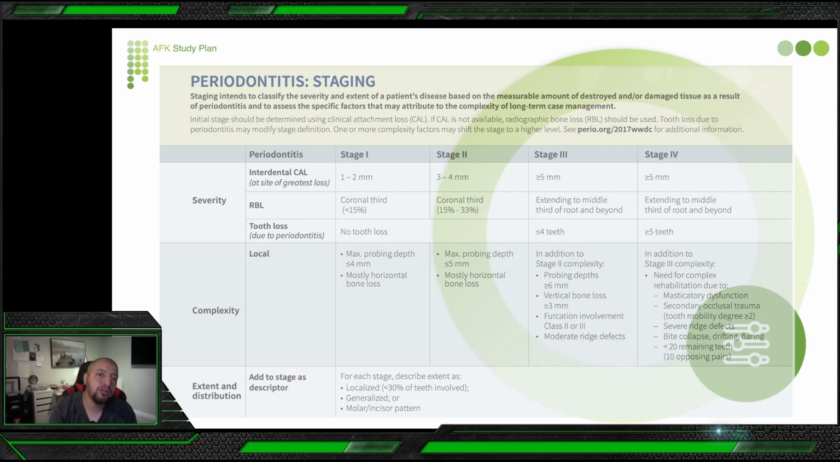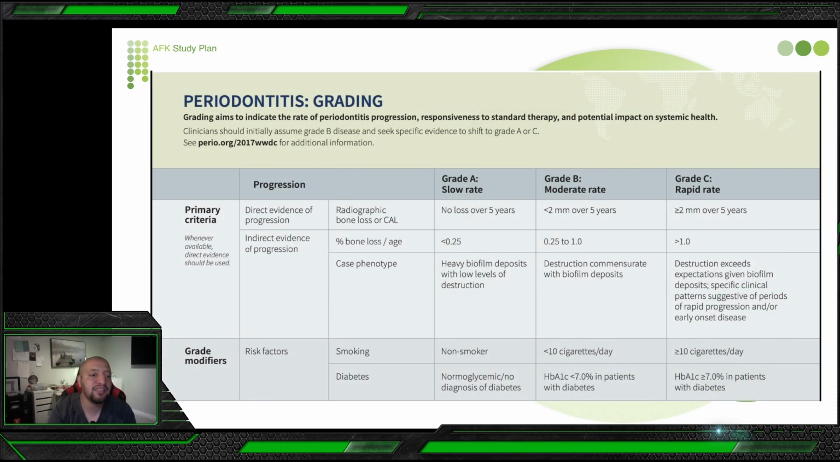So again, when you speak about the grading, it's the same. Every patient, and this is not my conclusion. If you read it here, it's mentioned specifically: clinicians should initially assume grade B disease and seek specific evidence to shift to grade A or C. Because I see most dentists are trying to memorize numbers. I don't want you to memorize numbers. I want you to understand the rationale here.